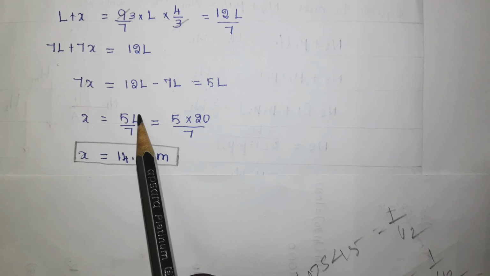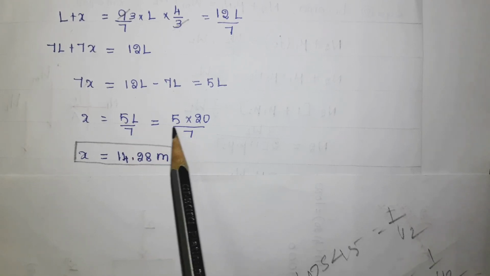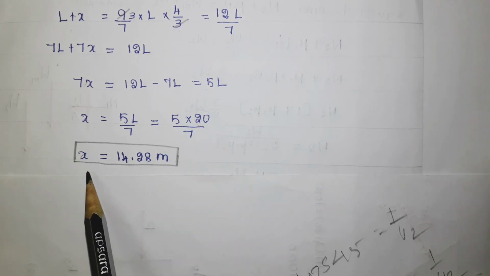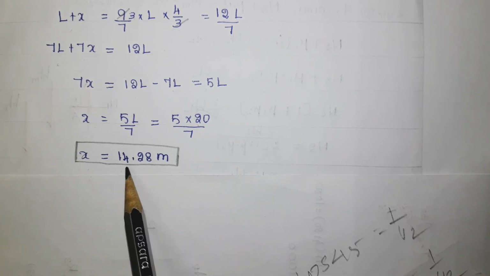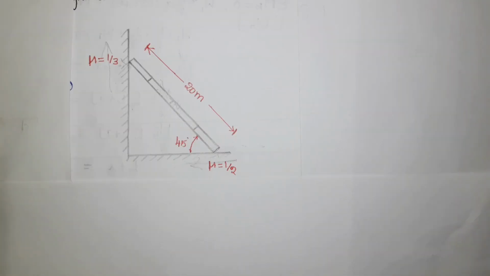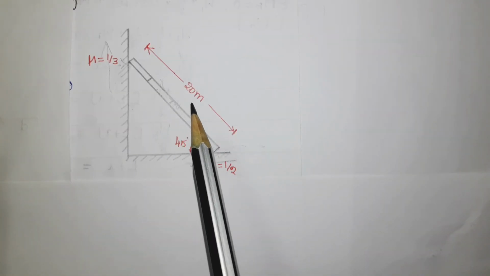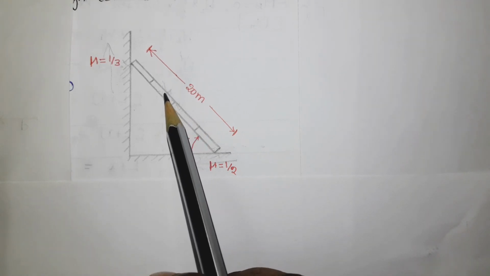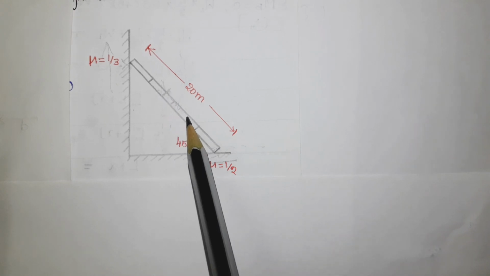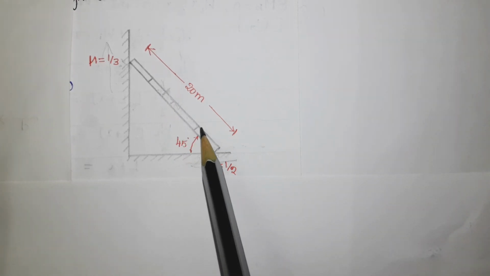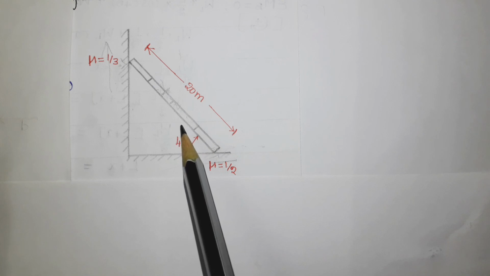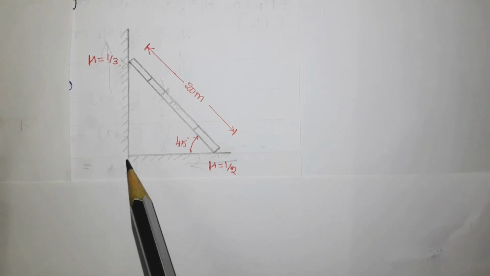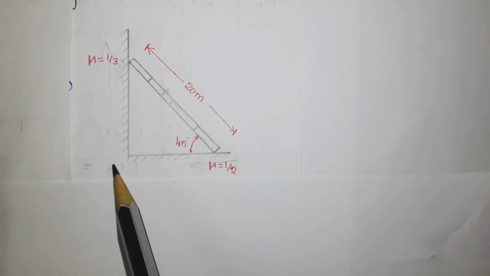Now x equal to 5L by 7, but we know that the length of the ladder is 20 meter. You just substitute here. Finally you will get the answer for x, which is equal to 14.28 meter. So the length of the ladder is 20 meter, but when the man climbs beyond 14 meter, this ladder will not be in equilibrium. It will slip. So the man can climb up to this 14 meter only. So this is the answer for this problem. Thank you. We will meet in the next video soon.